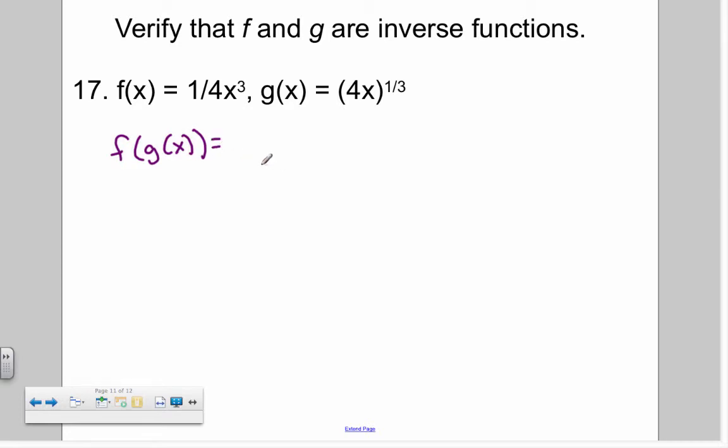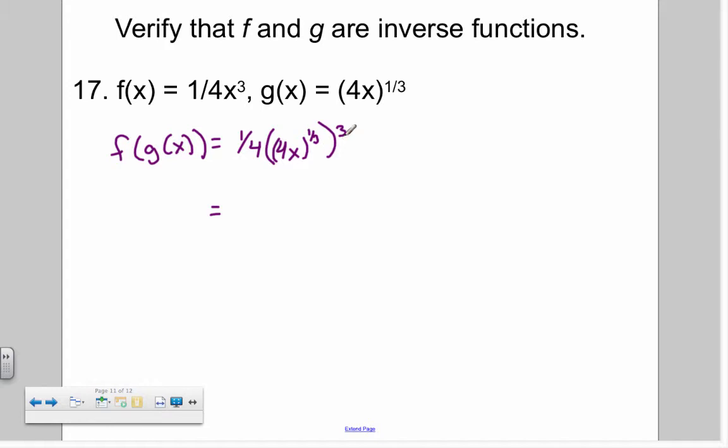Okay, f of g of x, I'm going to plug in g of x, which is 4x to the 1/3, into f of x. So let's go ahead and do that. So my f of x is 1/4, but instead of x now I'm going to write down this: 4x to the 1/3 power to the 3rd power. So I plugged in everything for g of x into the x of f of x.